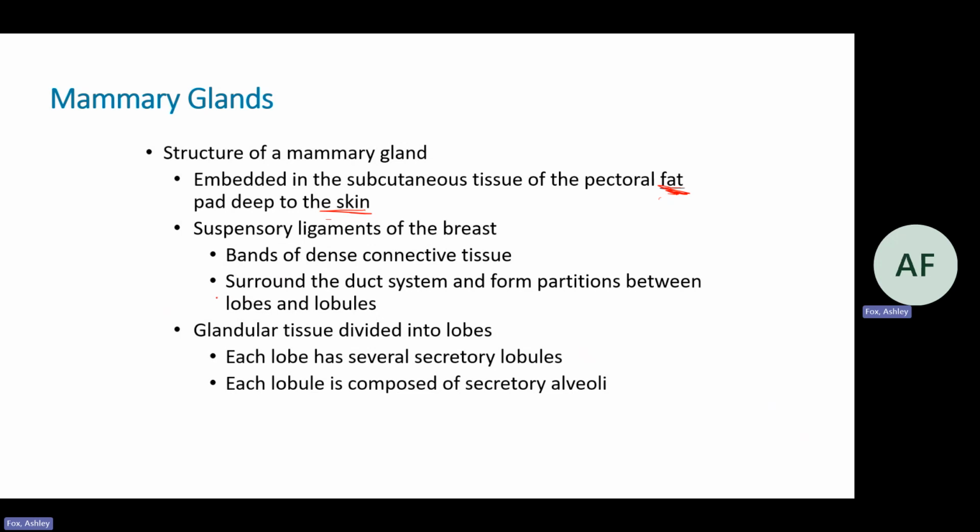We have the glandular tissue, which is the actual functional tissue in mammary glands that's going to produce milk. It's divided into lobes and then lobules, and we have secretory alveoli, separate from what we learned in the lungs. These are alveoli that are going to be producing milk when needed.